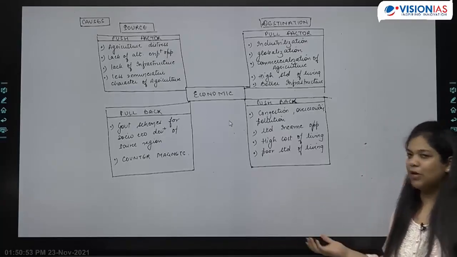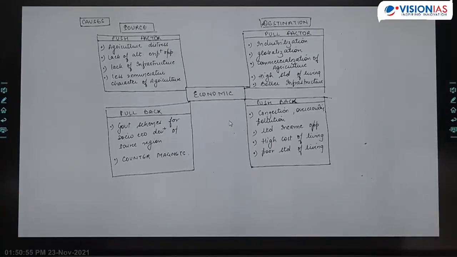Okay? So if I talk about economic factors, obviously agriculture is in distress, and there is a lack of alternative employment opportunities. There is a lack of basic infrastructure with respect to education, skill, health, and the less remunerative character of agriculture. So all these factors have pushed you to migrate. Now, industrialization, globalization, commercialization of agriculture, better infrastructure, and high standard of living have been the appealing, attractive factors. They have attracted you towards the destination area.